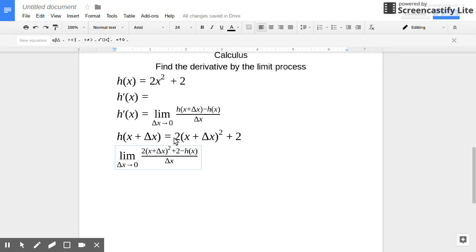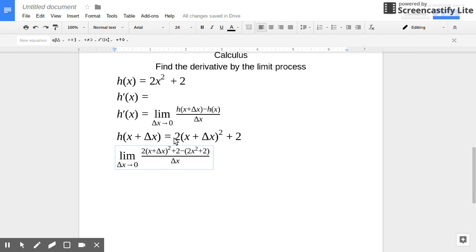So what's our h of x? Now remember, we're going to have to put this in parentheses. If you don't put this in parentheses, you're going to be in big trouble, because you'll forget to distribute that minus across. So remember, don't forget to put that in parentheses there.